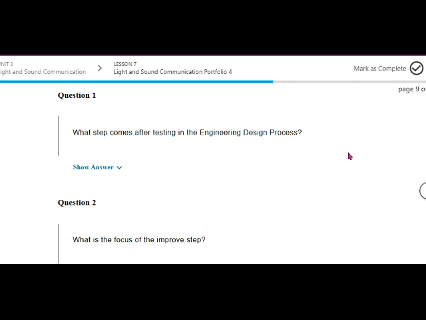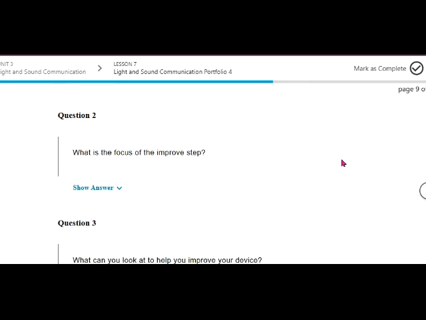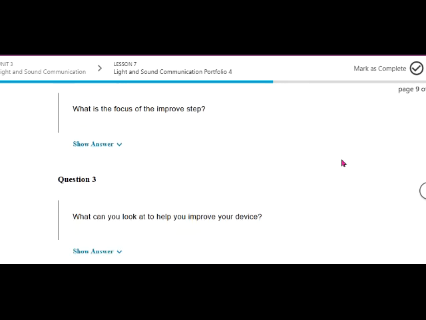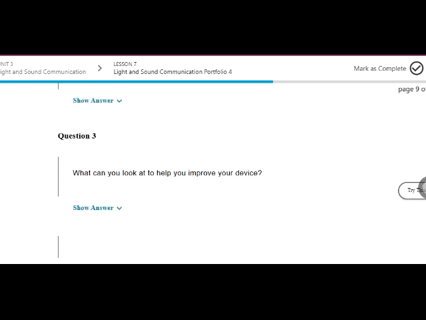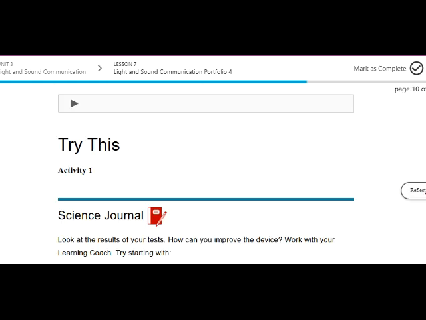Answer these questions with your learning coach. What step comes after testing in the engineering design process? What is the focus of the improve step? What can you look at to help you improve your device? Remember, examples are very helpful. You might want to do some research and look up some things that might help.